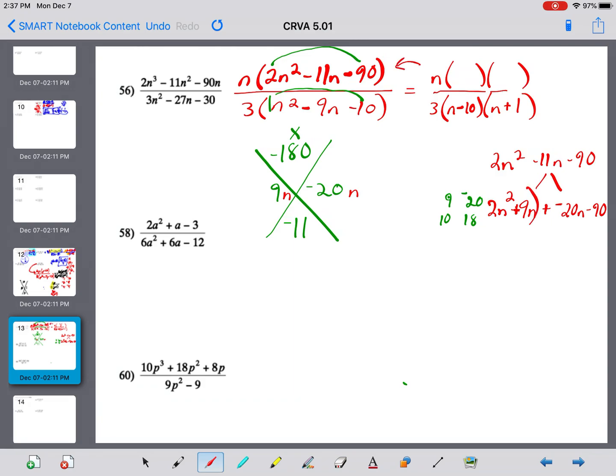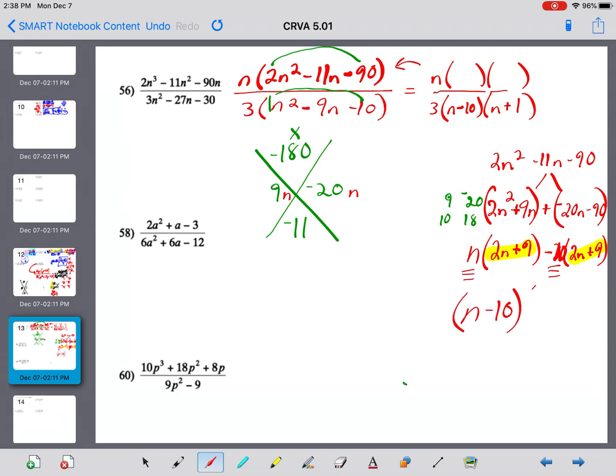So now you do factor by grouping. You can take an n out of each of these terms. And in the back, you can take a negative 10 out of each of those terms. Notice when you factor out a negative 10, you're left with a positive 2n and a positive 9. See how these binomials match? That's good. And then you put your GCFs together. So we had n and negative 10. I'm sorry that was written so sloppily.